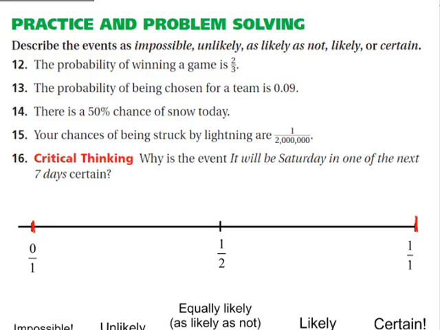So I'm going to ignore this 1/2, and I'm going to break this up into thirds. So 2/3 is right about here. How would I describe this? If it's 2/3, where does that fall in my impossible, unlikely, equally likely, likely, or certain levels? We can see that it is likely. It is more than 50%. It is likely.